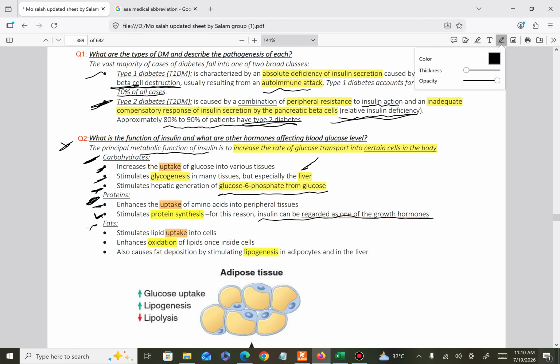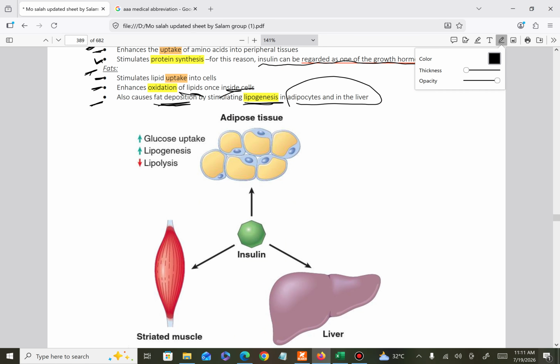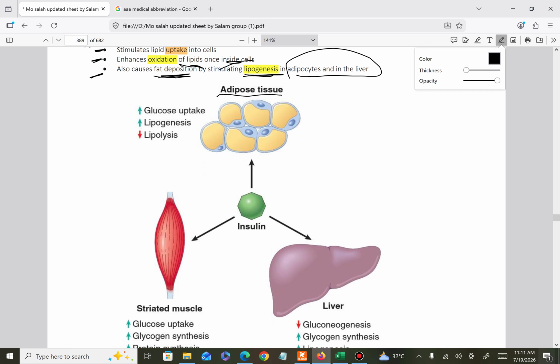Then effects on fats. So first effect is that it stimulates the lipid uptake into cells, and the second function is it enhances the oxidation of lipids once inside the cells, and the third function is it also causes the fat deposition by stimulating lipogenesis, the formation of lipid in adipocytes and the liver. Okay, so insulin has function on adipose tissue, on striated muscle and liver.